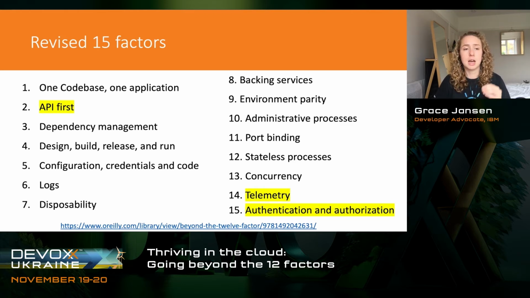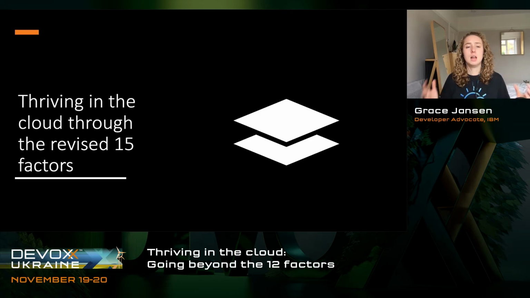We'll take a look at each of these and see how we can apply them. There are lots of open source options, but also proprietary ones, and we'll look at how we can enable these factors to then enable the behaviors for cloud native, to make our applications ready to thrive in the cloud. If you want to take a look at the origins of this 15-factor app methodology, the link to the book is there at the bottom of this slide. So let's take a look at how we can really thrive in the cloud by using this revised 15 factors.